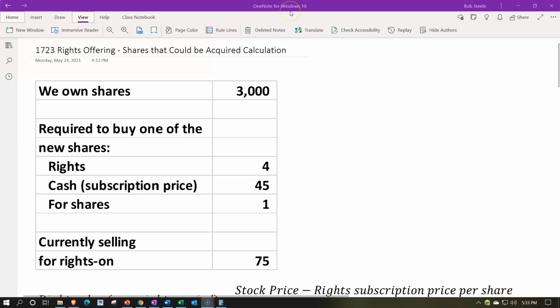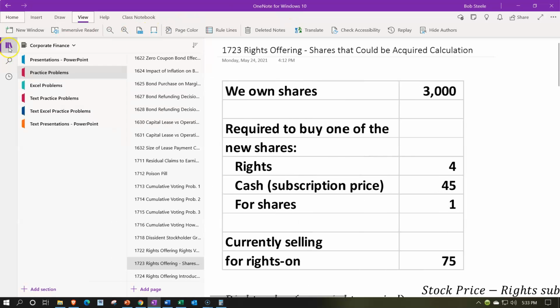Here we are in OneNote. If you have access to OneNote and would like to follow along, you're not required to, but if you would like to, note we're in the icon on the left-hand side in the Practice Problems tab, down in the 1723 Rights Offering Shares That Could Be Acquired Calculation tab.